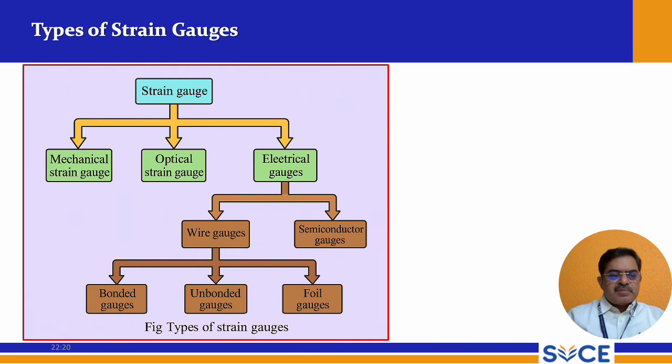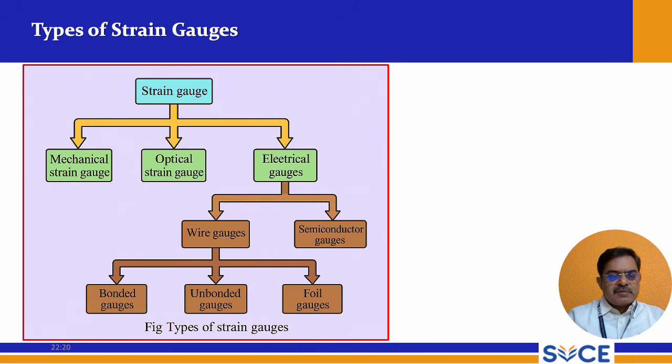So this is a simple classification of strain gauges. Strain gauges are broadly classified in three ways: mechanical strain gauge, optical strain gauge and electrical strain gauges. In electrical strain gauges, we are interested in electrical strain gauges only, which include wire gauges and semiconductor gauges. And wire gauges are there in our syllabus. We are going to discuss only wire gauges: bonded gauges, unbonded gauges and foil type gauges.